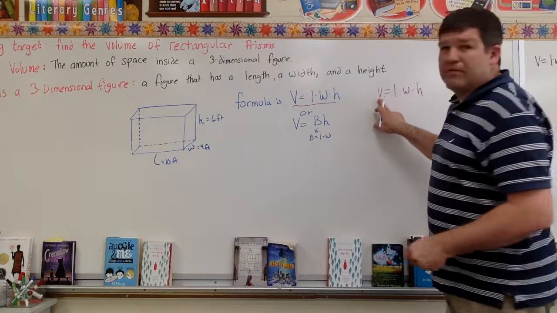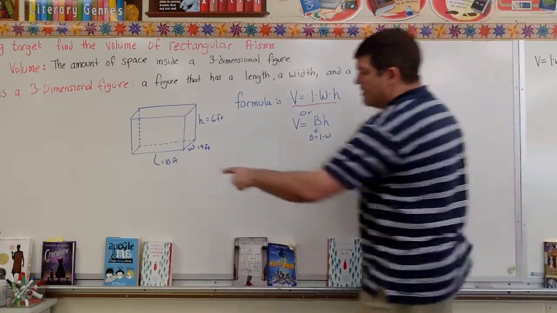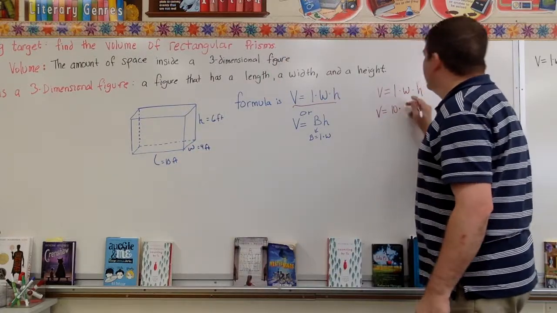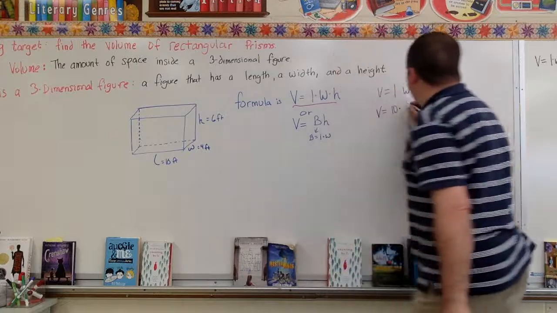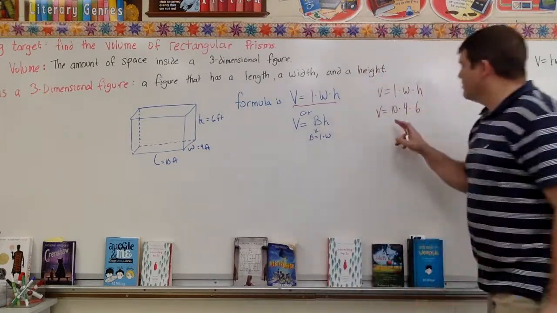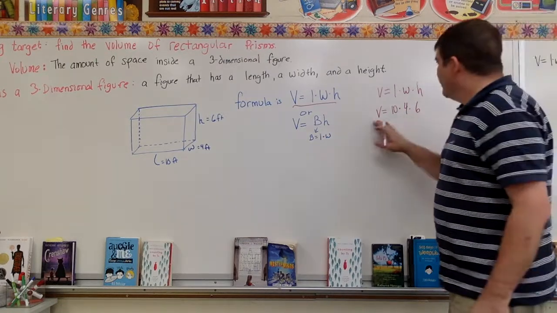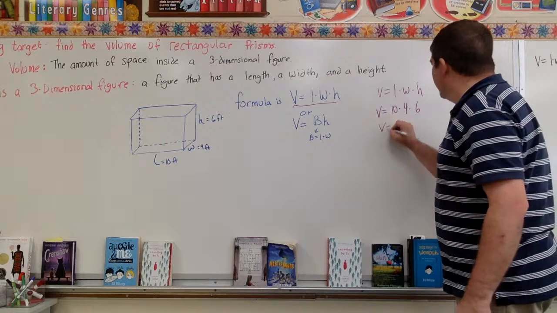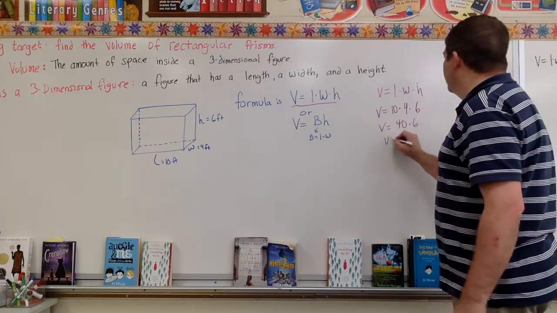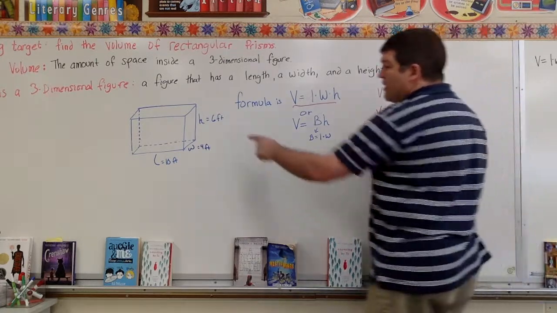I always like to write the formula out and then put the numbers in for my variables. So do I know the volume? I do not know it, so it comes down. Do I know my length? I do. It's 10. So this variable is 10 times width is 4 times height is 6. Okay, so I have a 10 by 4 by 6. And if I multiply those together, volume equals 10 times 4 is 40 times 6. Volume equals 240. And now I need a unit.